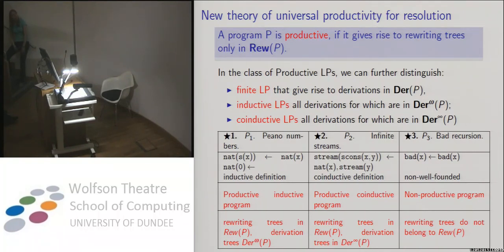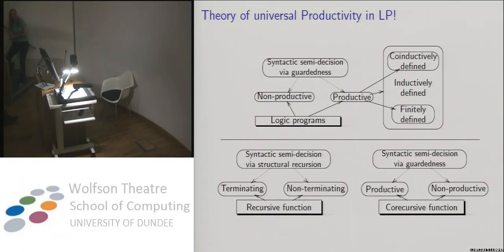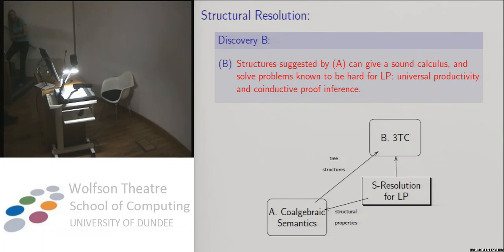So this allowed us to establish for the first time a theory of universal productivity for logic programs. To compare this with functional languages, where you have recursive function, co-recursive function, terminating, non-terminating, productive or not, this would be, say, a picture in Coq or Agda. Here we have a slightly crooked picture where logic programs can be productive or not, and among them some are inductively defined, and again among them some are productive and some are finitely defined. So we have now recovered almost half, two-thirds of this picture which I wanted to recover.